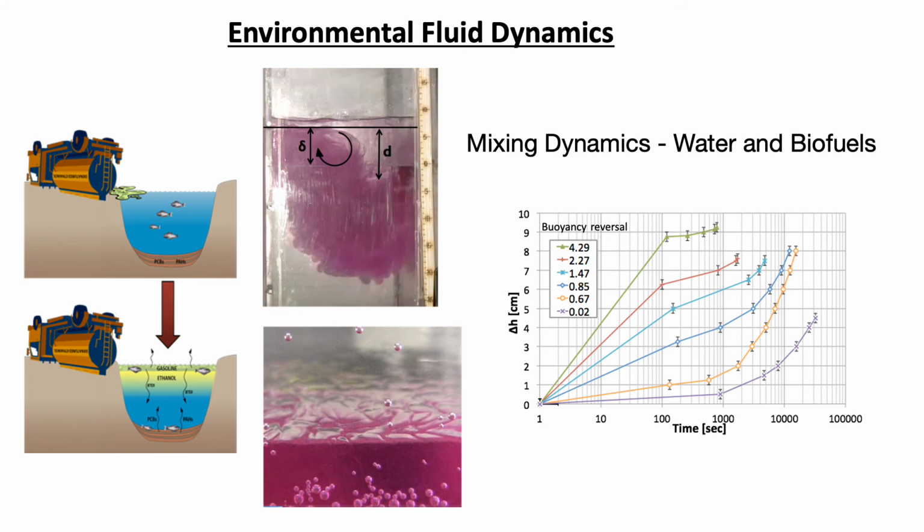So here's some examples of very simple experiments we did trying to understand the mixing. So here the pink fluid is the mixed fluid between this biofuel mixture and water. There's a lot of cool interfacial instability that you see at the interface between the biofuel and the water. And so we try to characterize how much mixing happens for different types of nonlinearity. So this parameter here, this buoyancy reversal, really tries to quantify how much nonlinearity there is in the system.